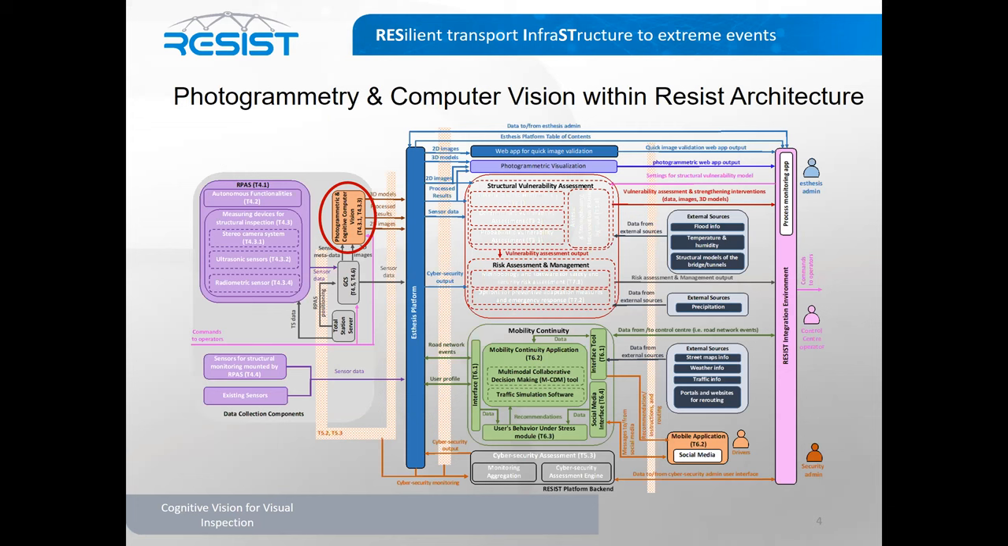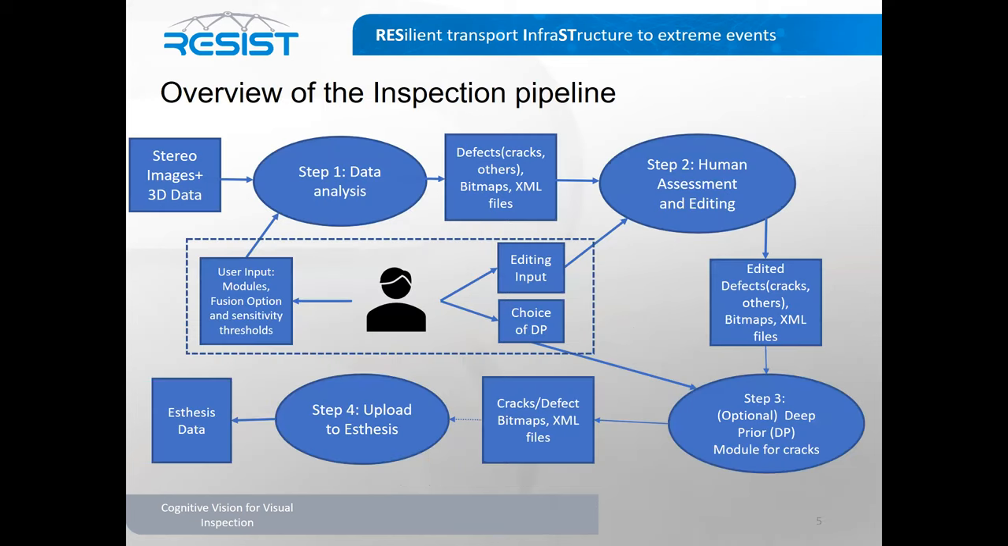So the place where the computer vision system fits in here, you can see, is actually after the RPAS missions. The data comes into the photogrammetric system where a 3D reconstruction happens. And after that, the results of the 3D reconstruction along with the images are passed on to the computer vision system, which then produces the results for uploading to the aesthetics platform. So this shows you that workflow in a more detailed way.